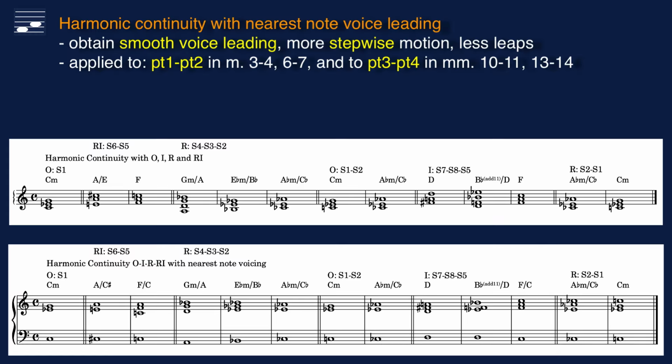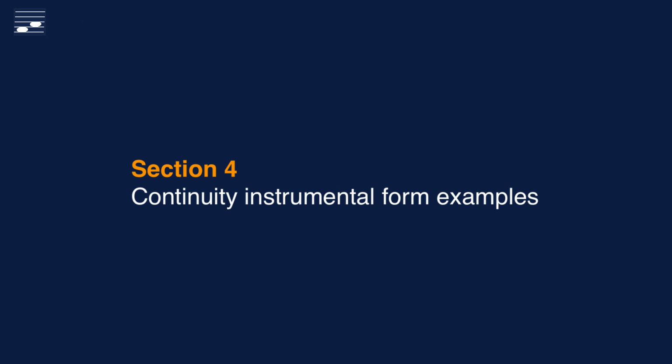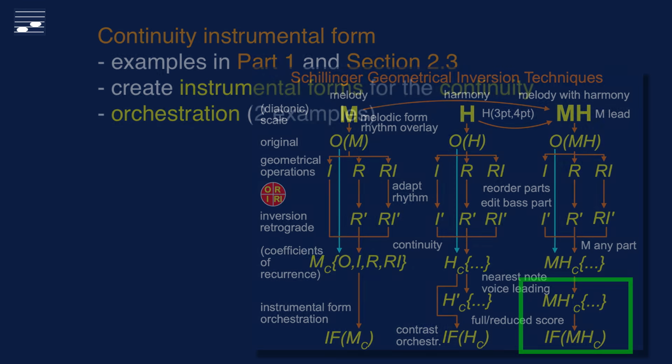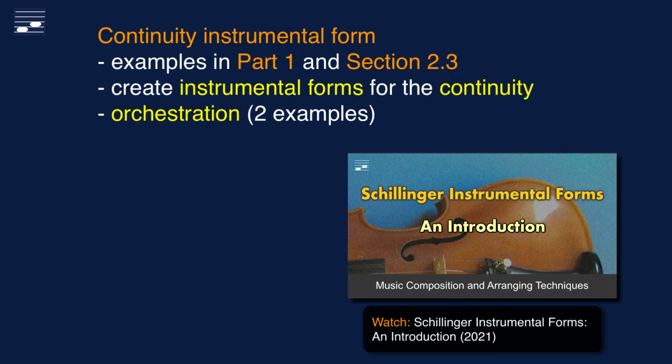The smoother part movement thus obtained lends itself to a more flexible orchestration process, not necessarily requiring different instrument groups within each phrase. Given the modified chord progression with melodic elements, we return to the process of creating instrumental forms and orchestration. I once again refer to this introduction tutorial. I'll demonstrate alternative settings of the continuity.